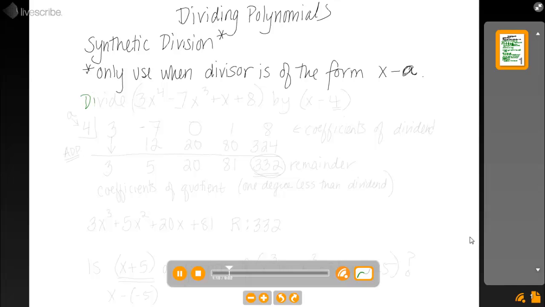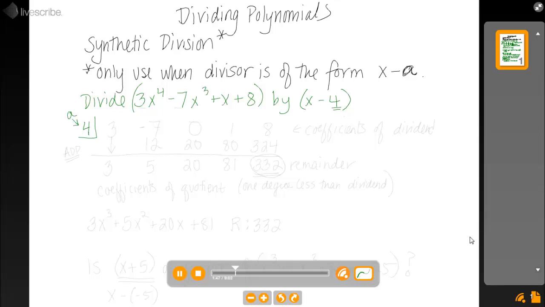So let's look at an example. Let's divide 3x to the 4th minus 7x cubed plus x plus 8, and let's divide that by x minus 4. Alright, so here's the setup. We would look at what that a value is, and we would put that up in the corner. So x minus 4, we're going to put a 4 up in the corner.